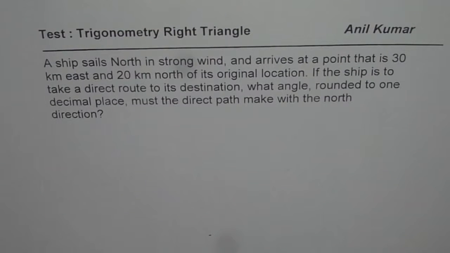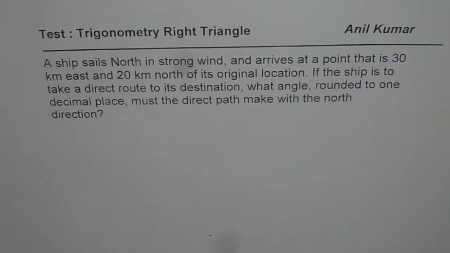The question is, a ship sails north in strong wind and arrives at a point that is 30 kilometers east and 20 kilometers north of its original location. If the ship is to take a direct route to its destination, what angle, rounded to one decimal place, must the direct path make with the north direction? I'd like you to pause the video, read the question properly, answer, and then look into my suggestion.